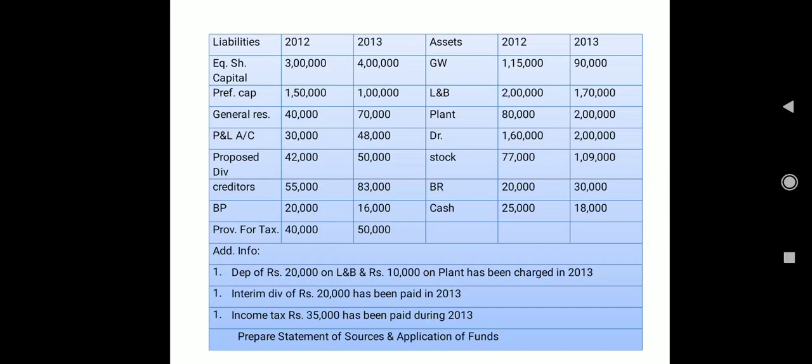Clear? Now the next one, general reserve, which we make from our profit and loss. In 2012 the general reserve was worth rupees 40,000 and in 2013 it is 70,000. That means we have transferred an extra 30,000 towards the general reserve. Now it is not going anywhere from your pocket. Just from your profit you are making the general reserve, 30,000 extra.